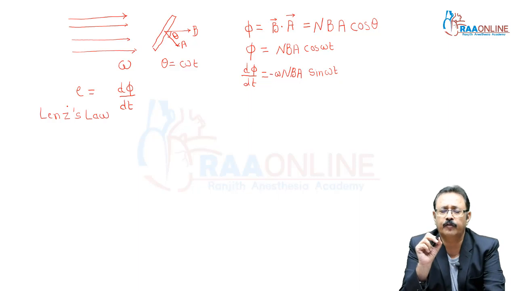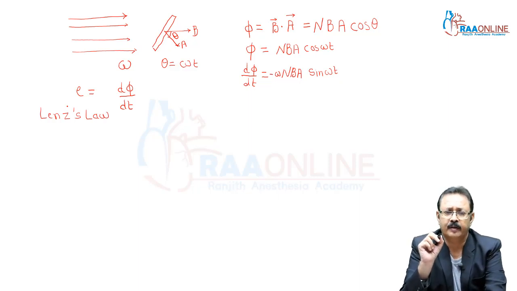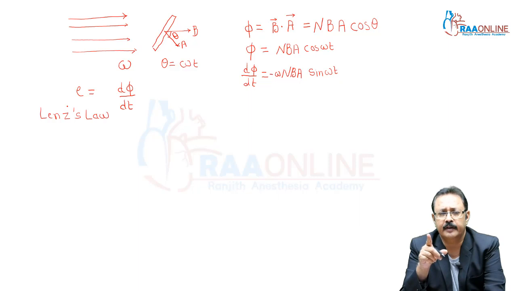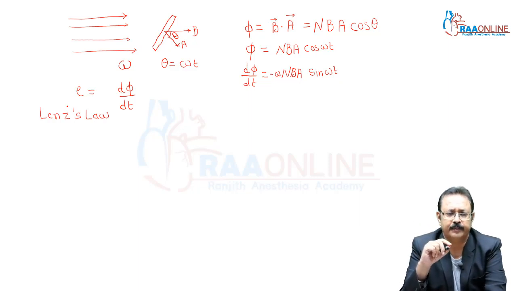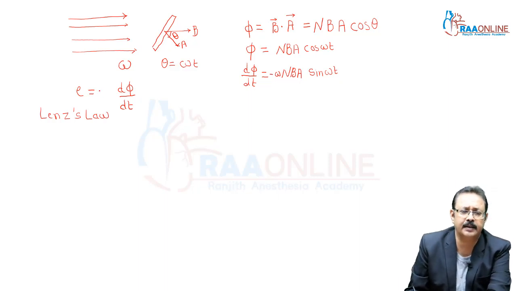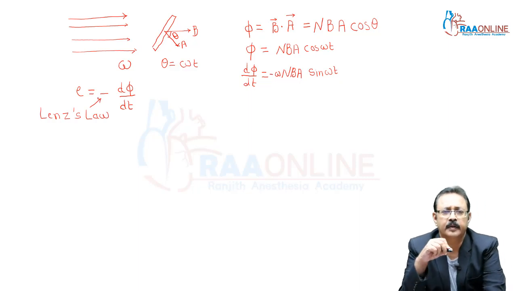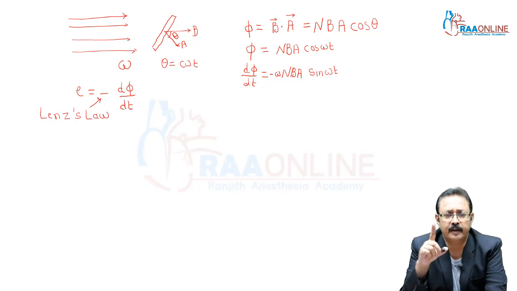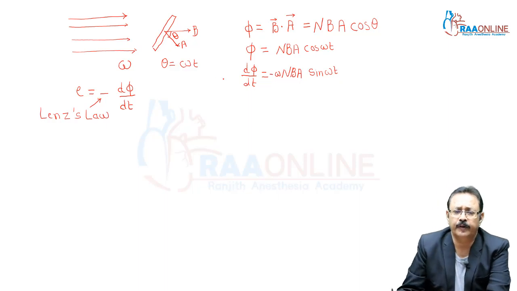Actually, it was the law of conservation of energy. It means what energy you spent to change the magnetic flux, only that will appear in the coil in the form of electrical energy. So he put minus sign. It is according to Lenz's law, that induced EMF will oppose the change of the flux related to coil. So now we can write d phi by dt is minus E.